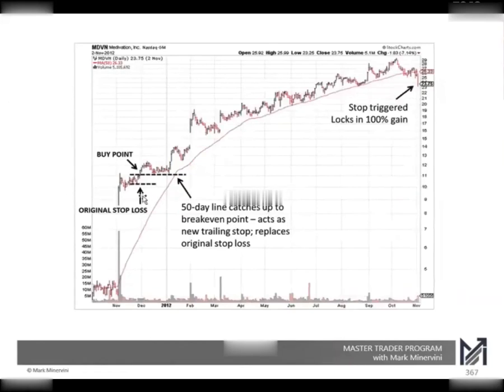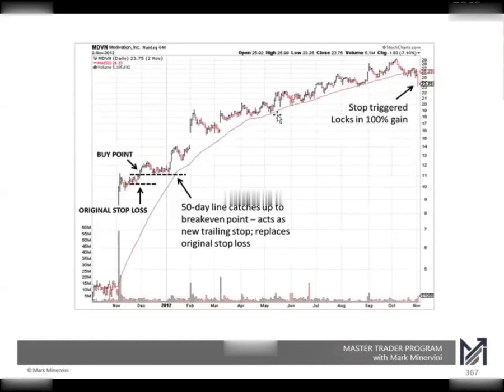Again, you can see right here, buy point coming out of this power play, right? You set your stop here, say below the pivot point, or below the handle, if you will, or the cheat area. So now it moves up, and now the 50-day line catches up to break even, about a month later, and now you switch over to that. You've put in a trailing stop that's break even or better. So the worst that you're going to do is break even, of course, unless it gaps through it.